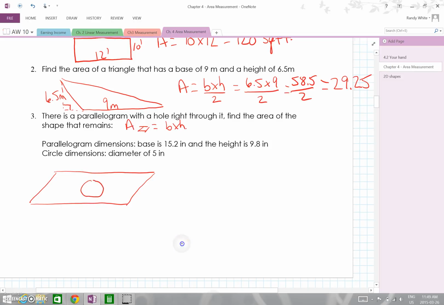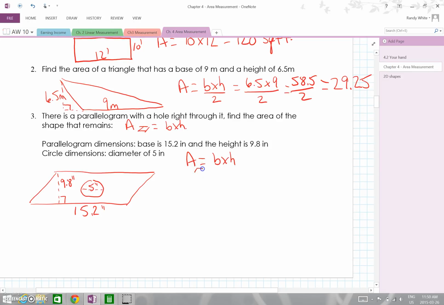Okay? So the base of the parallelogram is 15.2 inches. The height of the parallelogram is 9.8 inches. And then the diameter of the circle is 5 inches. So in essence, what we're going to do here is find the area of the parallelogram, which is base times height.